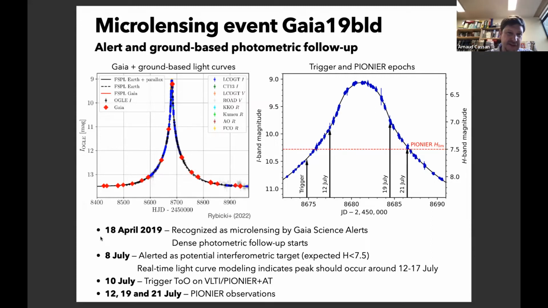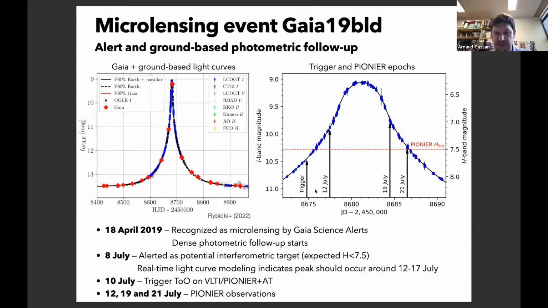So as this event was very bright, it's one of the very, very bright events. We have a few of them per year. It has been recognized as a potential target for interferometric observations. And in our program, we are with a pioneer at VLTI with the auxiliary telescope. We can go to H equal 7.5. And this was predicted to go beyond it.